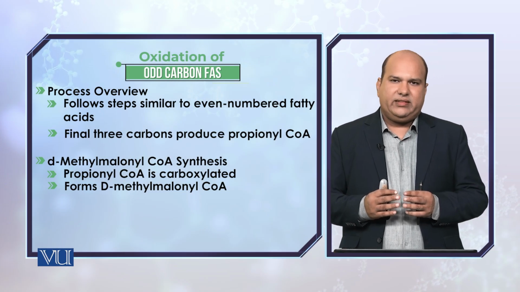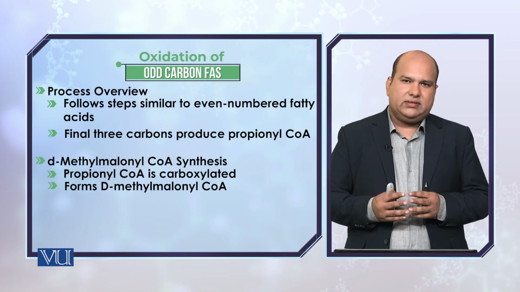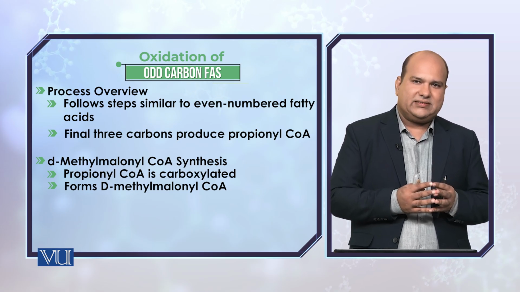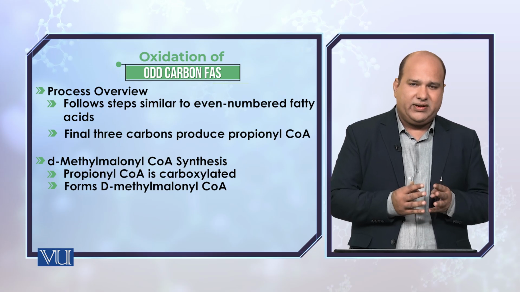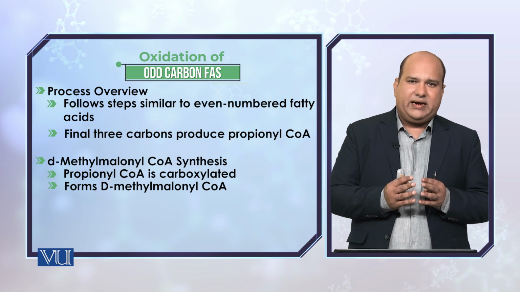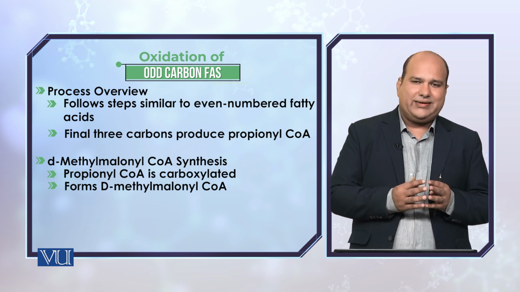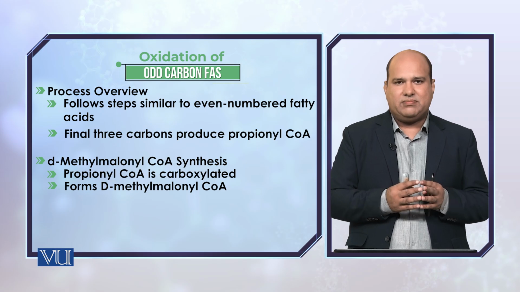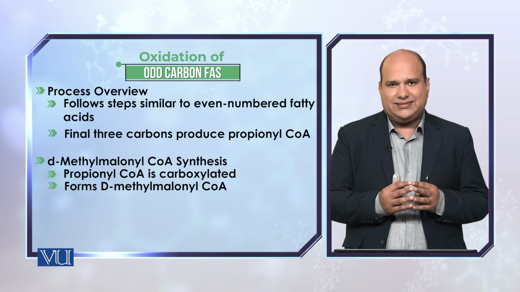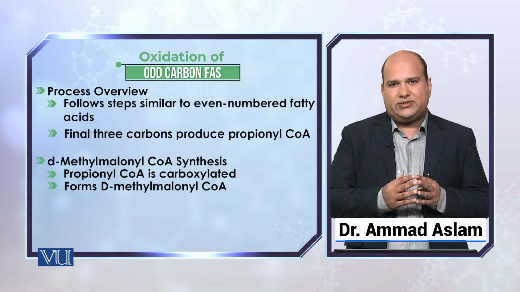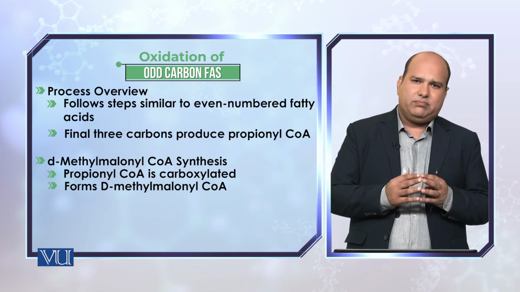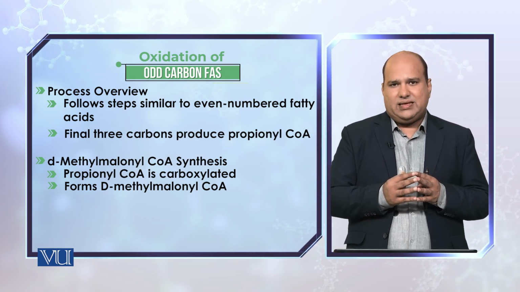So we have seen how the catabolism of long chain fatty acids which are even numbered, which have an even number of carbon atoms, takes place. But keep in mind that not all the fatty acids are even numbered. There are certainly some odd chain fatty acids also, and for odd chain fatty acids there is a little bit of alteration in the process of beta oxidation, although almost all the steps are the same.